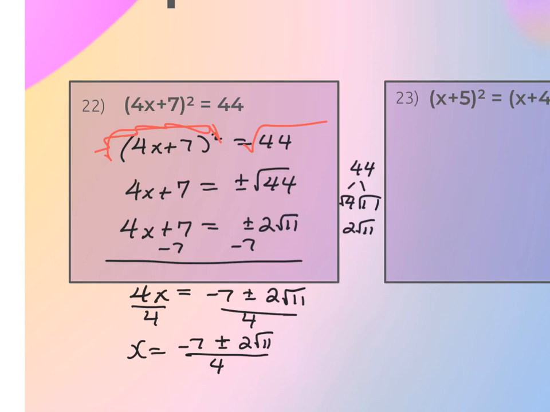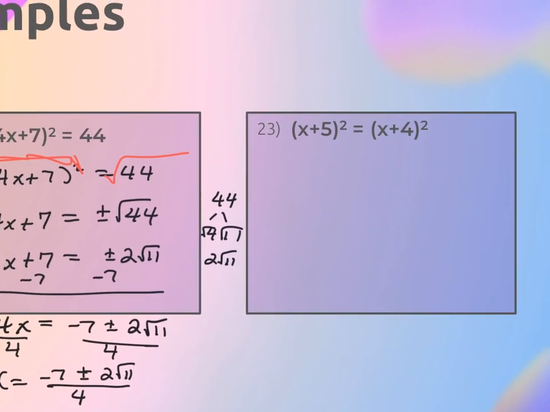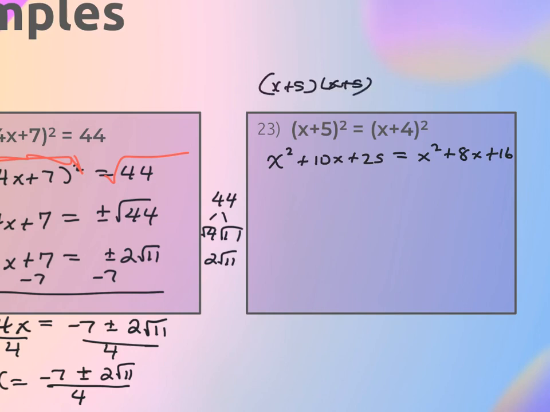The next one has 2 radicals involved. So what I'm going to do here is FOIL both sides. So here this would become x squared. If you know the pattern, you square that, then the middle term is x times 5 times 2. So that becomes 10x plus 25, and on the other side x squared plus 8x plus 16. So if you're not sure on the pattern, write it 2 times and FOIL it. Same thing on the x plus 4.